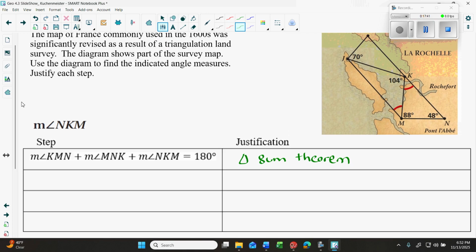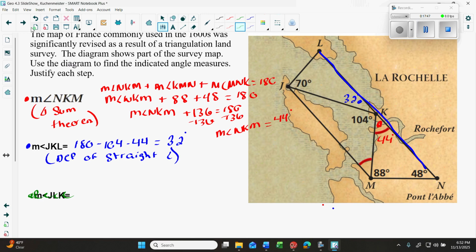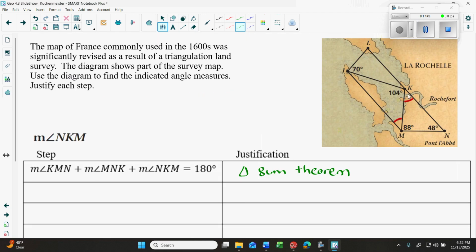Okay, and then we're going to fill out what we know. This is exactly what I did in the first example here, except without the proof. So KNM is 88 plus MNK is 48. And we don't know the measure of NKM, so we leave that as that. Our reasoning, substitution.